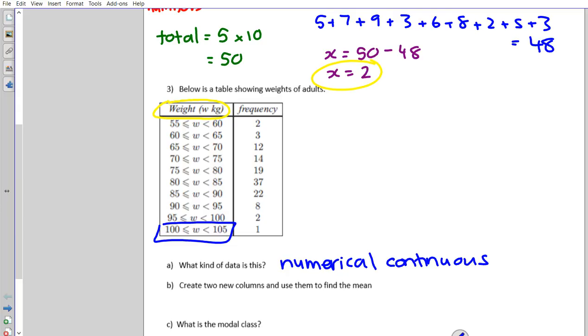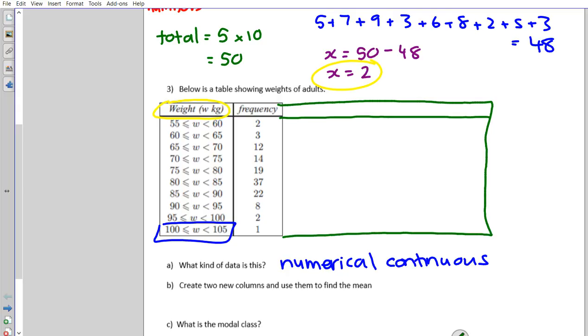Then it says create 2 new columns and use them to find the mean. So the 2 new columns that we're going to need in this table are the midpoint, so we need to find the midpoint of each weight category, and our fx, our frequency times the midpoint.